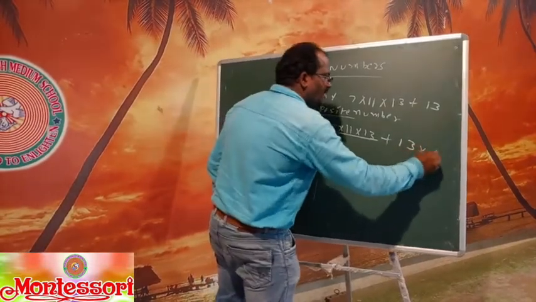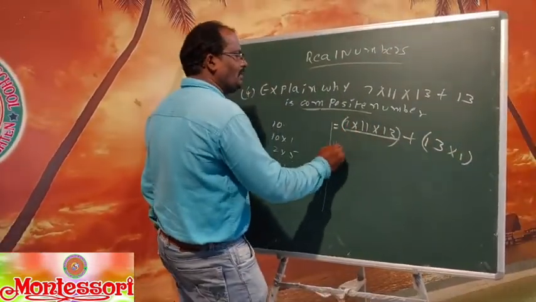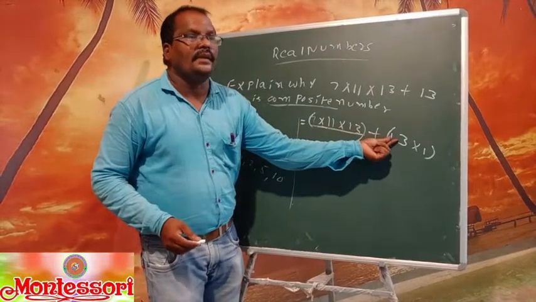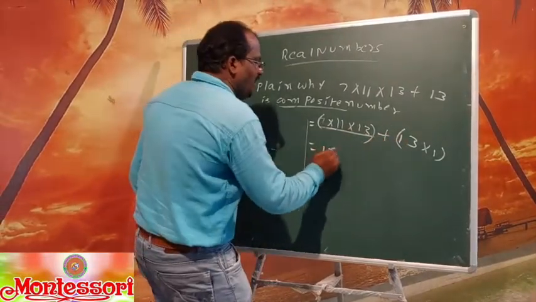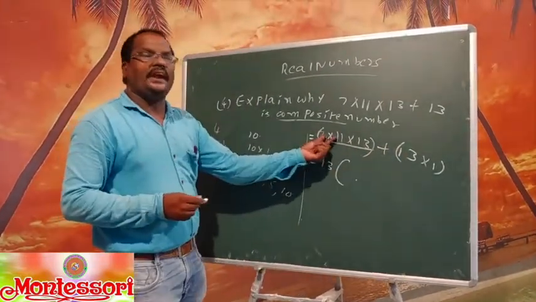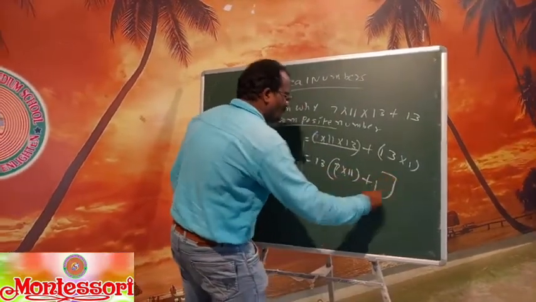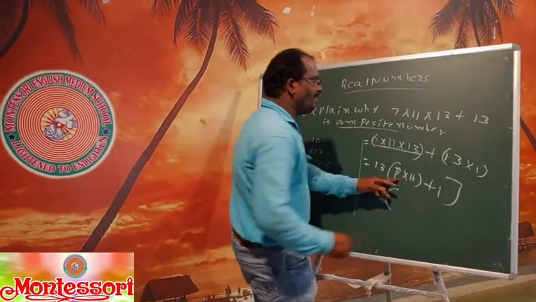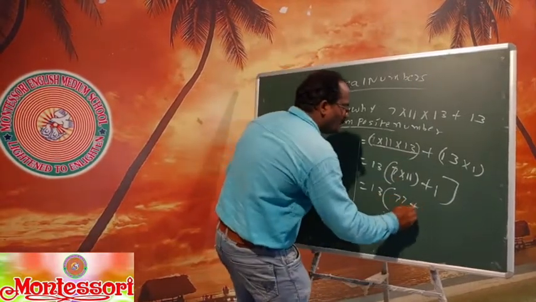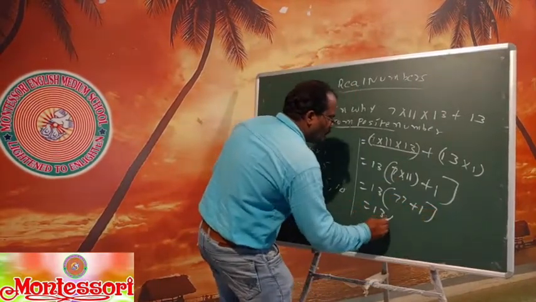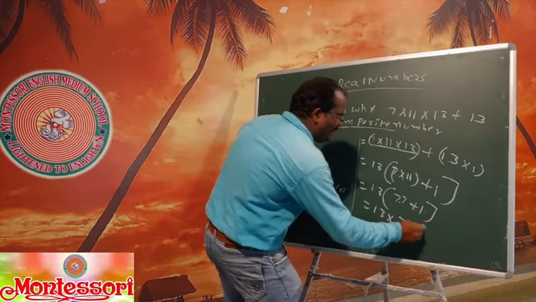Here you have to write 13 into 1. We have taken the common 13. Which are left here? 7 into 11 plus 1. 7 11s are 77, plus 1 is 78. So 13 into 77 plus 1 is 13 into 78.